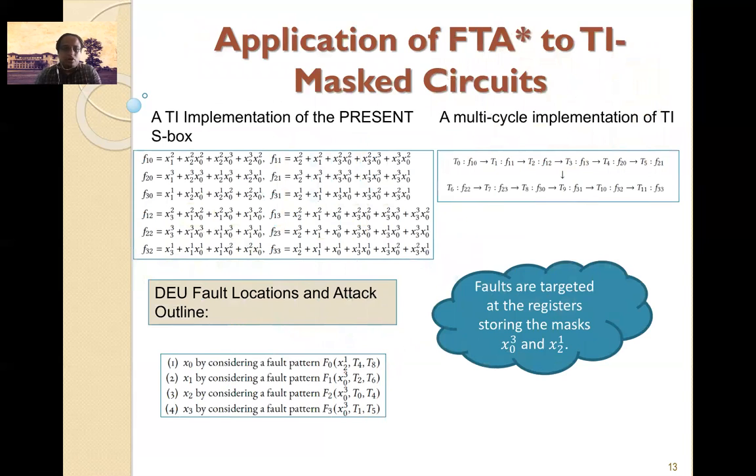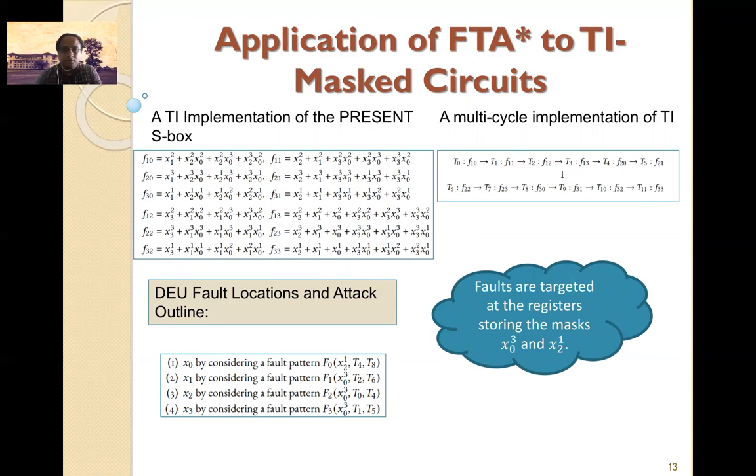So here is an example of a TI being done on the PRESENT S-box. In particular, the S-box can be decomposed into 2 Boolean functions, f and g. So we only target the f part of the S-box. The way to read this representation is as follows. Each of the component functions like f10, f20, f30 are the 3 output shares for the first output bit of the S-box. Likewise, f11, f21, f31 are the 3 shares for the second output, and likewise, you can obtain f12, f22, f32 for the third output bit, and f13, f23, and f33 for the fourth output bit.